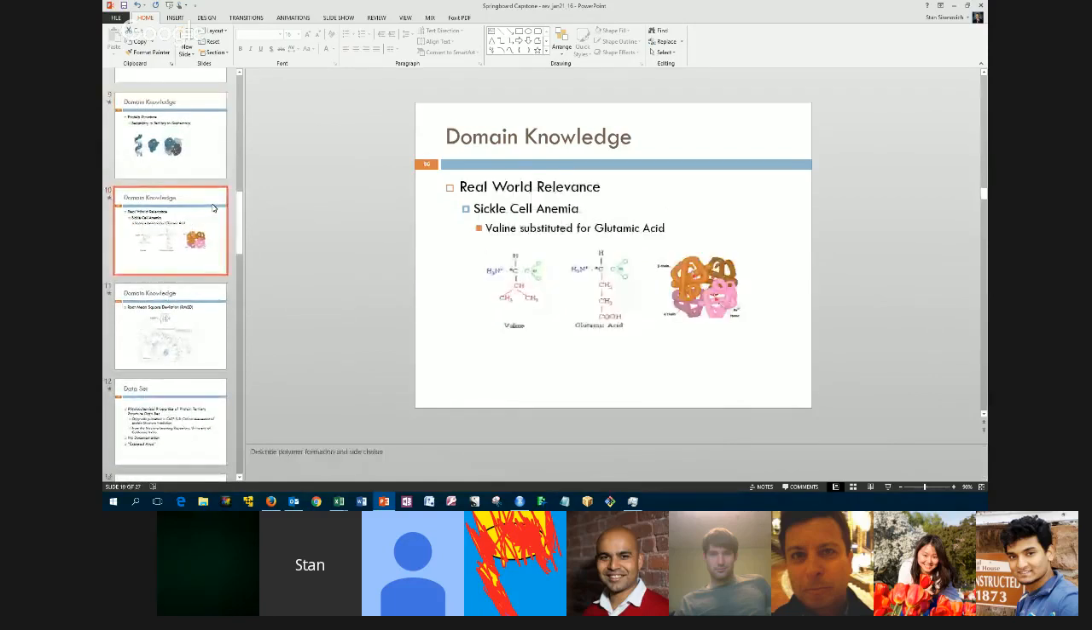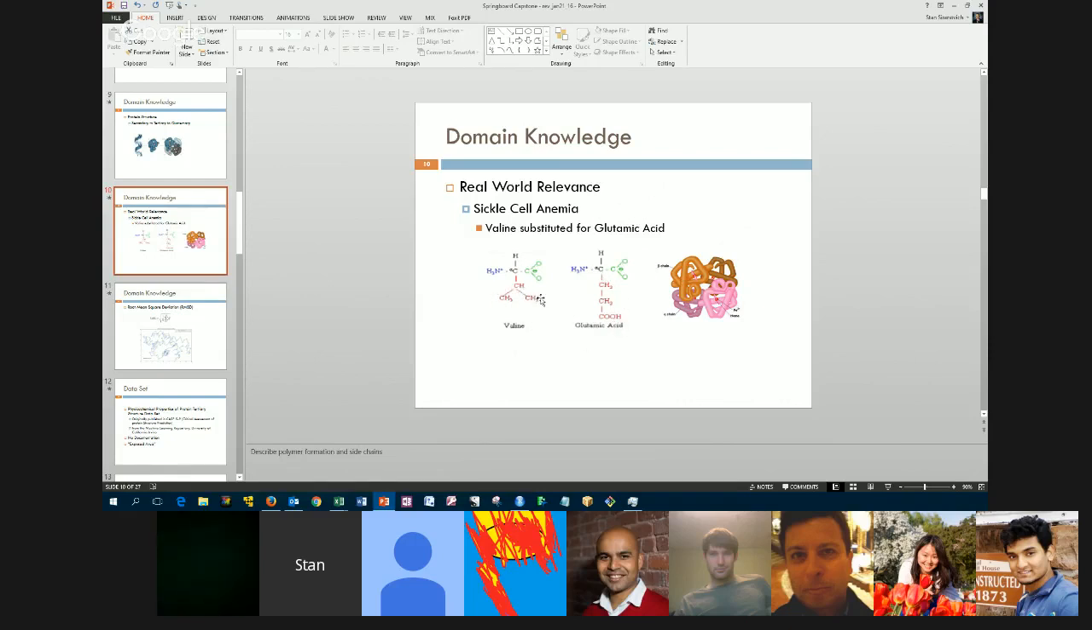Now, here is a real-life example. There's a lot of research going on right now regarding Alzheimer's disease and a beta amyloid protein forming plaques and precipitating out of solution, et cetera. But one real serious consequence of protein misfolding is sickle cell anemia. And here what we have is an amino acid valine being substituted for another amino acid, glutamic acid.